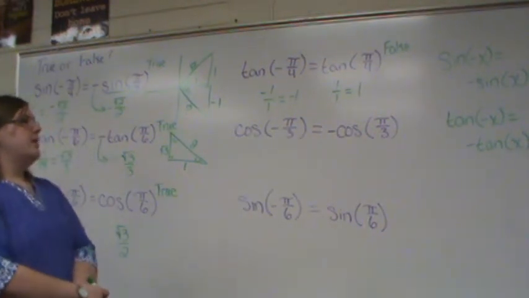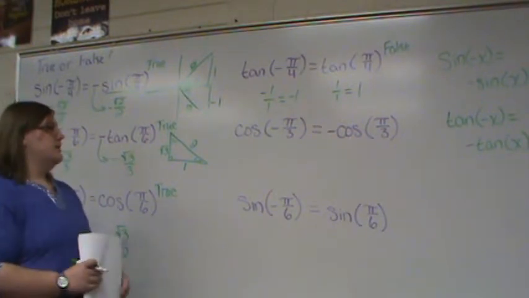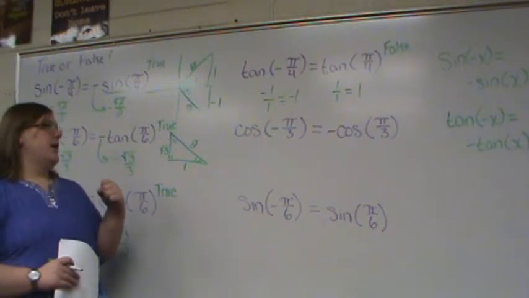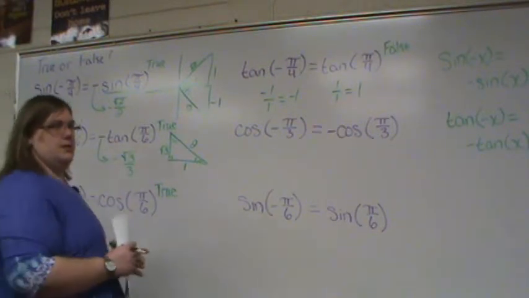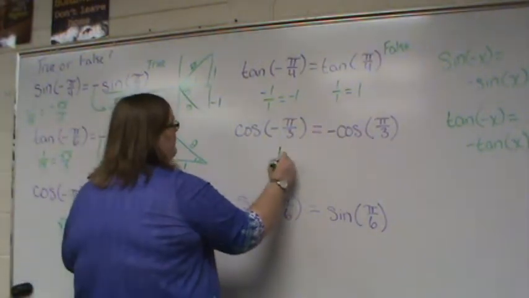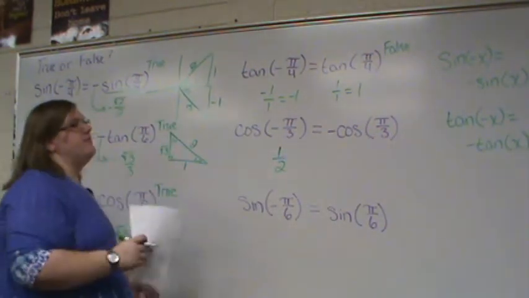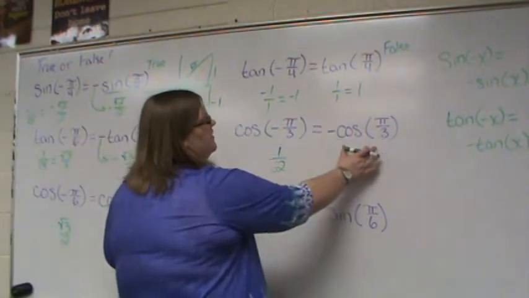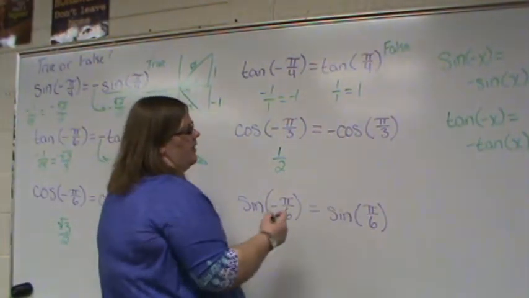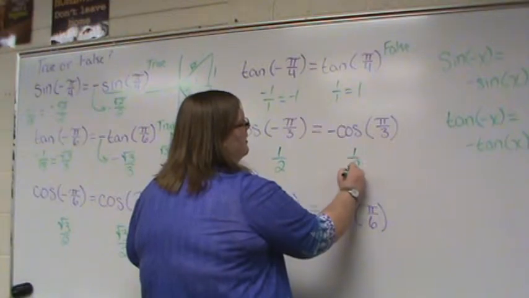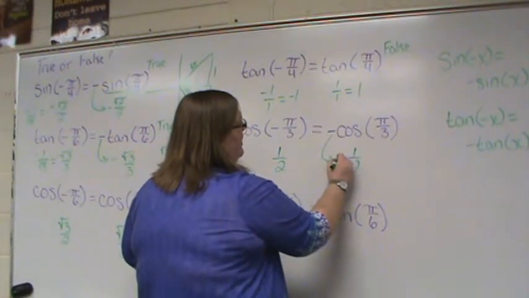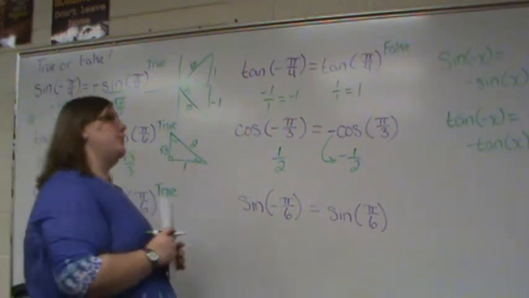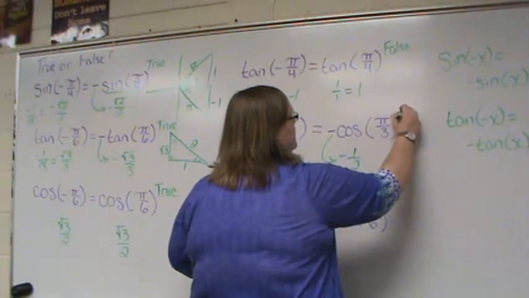So this one we want the cosine of negative pi over 3. So that's looking at our 60-degree angle. So this one is 1/2. And again, we're positive in the fourth quadrant. So again here, if we take cosine of pi over 3, we're going to get 1/2 again. But this time we have to bring down that negative. So are they equal? Nope. So this one is false.